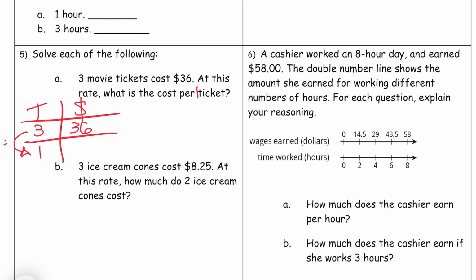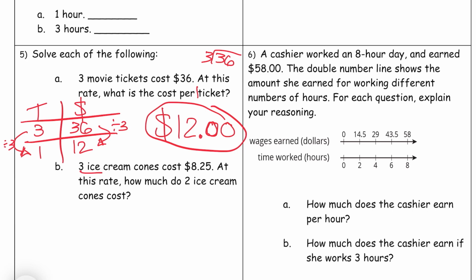And I know 3 divided by 3 is 1. So I'm going to divide 36 by 3. And I happen to already know what that is, but you can do long division, 36 divided by 3, to figure it out. 36 divided by 3 is 12. So that means 1 ticket costs $12. And you write money. Make sure you write it in the correct form.